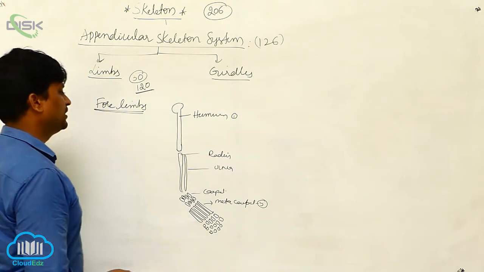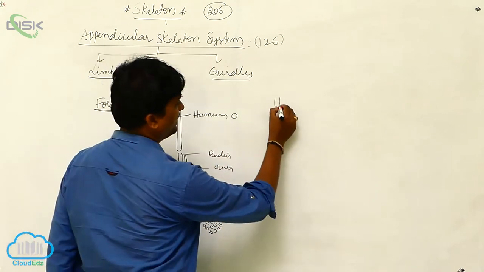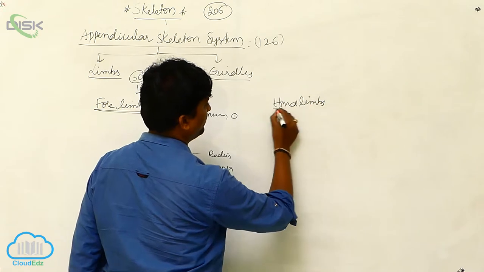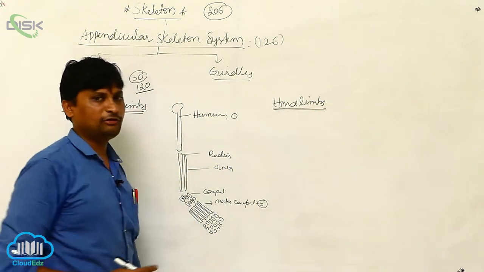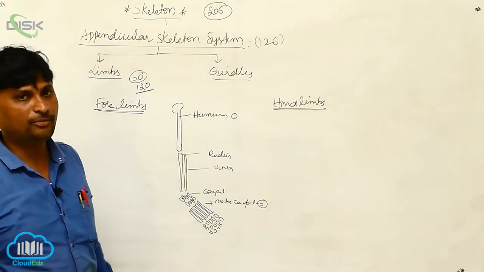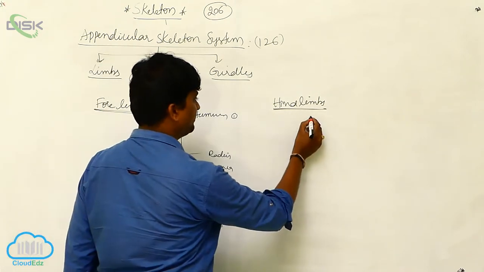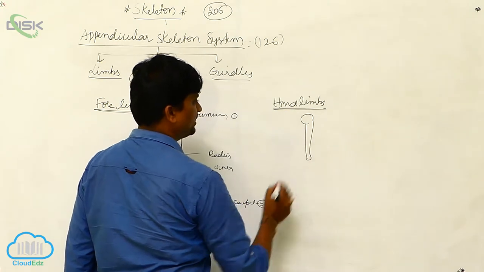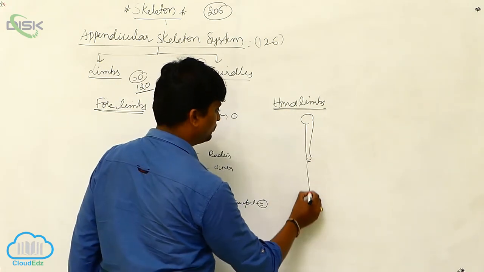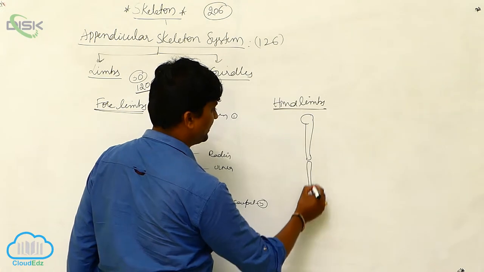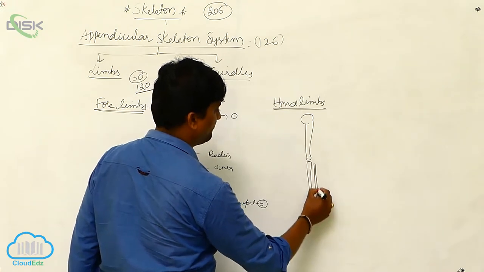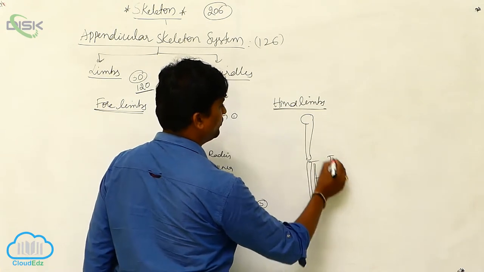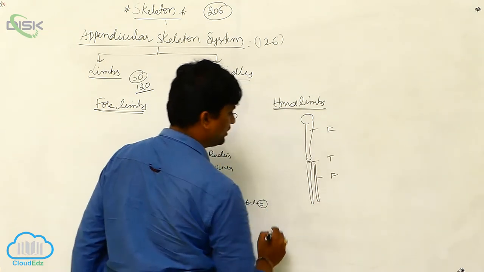Let us come to the hind limbs. Hind limbs are articulated with the pelvic region, the pelvic girdle of the body. Here also there is a ball and socket joint. Here we call the bone the femur. And then two more bones, which we call tibia and fibula. So femur, tibia and fibula.